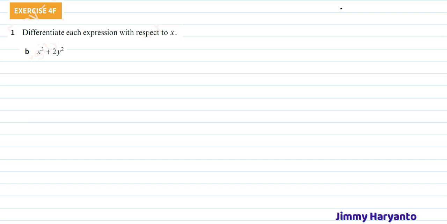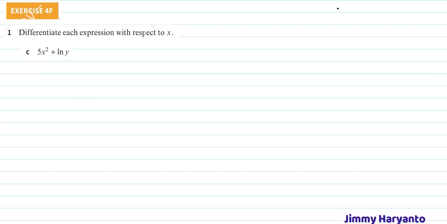Next is 1b. For 1b, you will differentiate this one first, 3x squared plus, and then you differentiate 2y squared. It will become 2 times 2 equals to 4 and then minus the power by 1, and then don't forget to write down dy over dx.